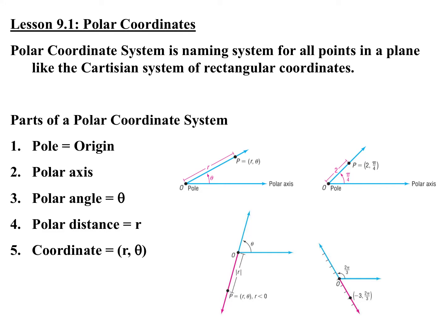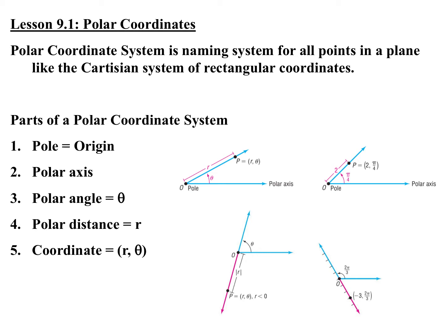Lesson 9.1 is polar coordinates. The polar coordinate system is a naming system for points in the plane, similar to the Cartesian system, which is a system for rectangular coordinates, or the XY coordinates that we've been using. So it's just another way to plot out points.